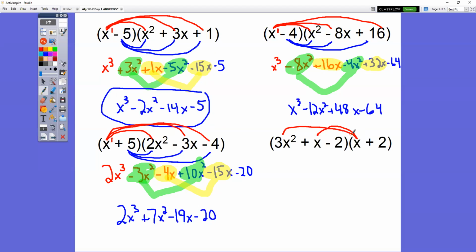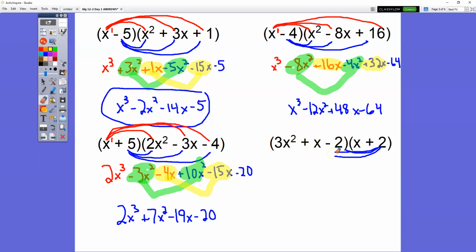X times all three of these terms, and then 2 times all three of these terms. So you could do it just like we were doing it. It's just distributing to the left instead of the right. So if you want to do it like that, that's fine.